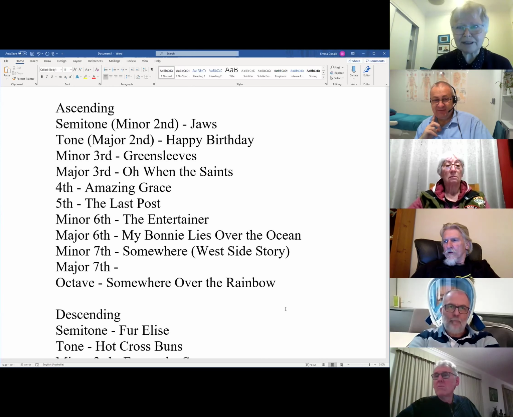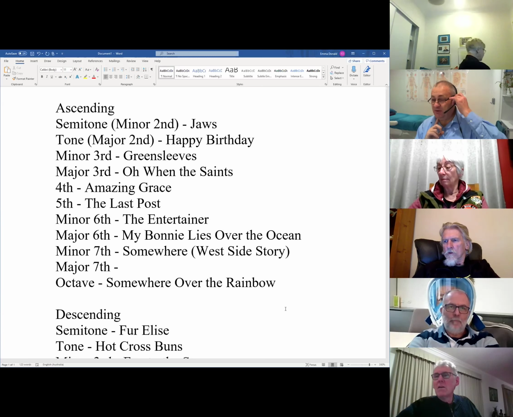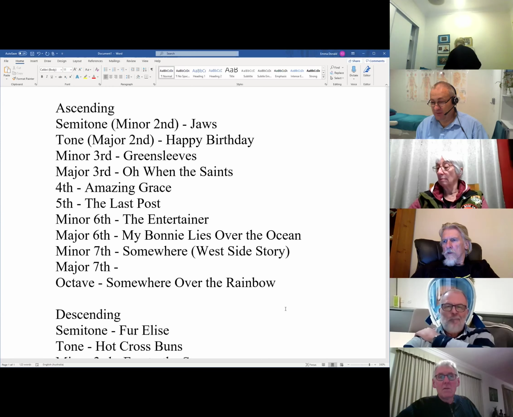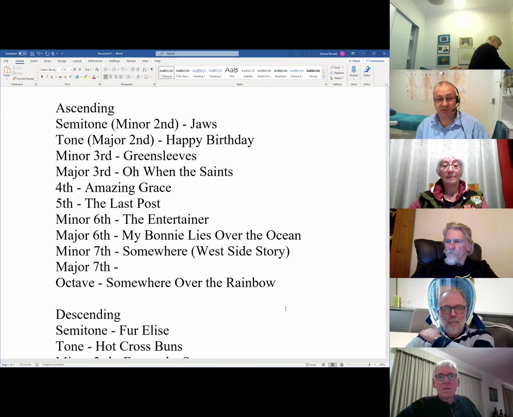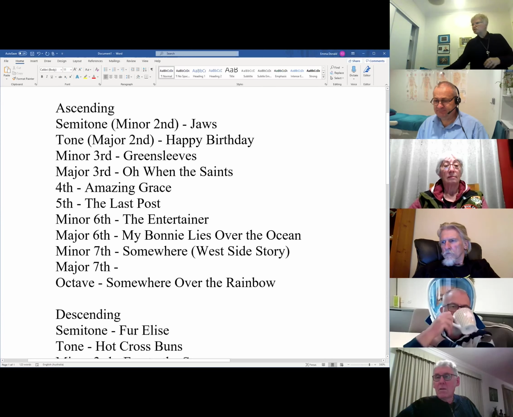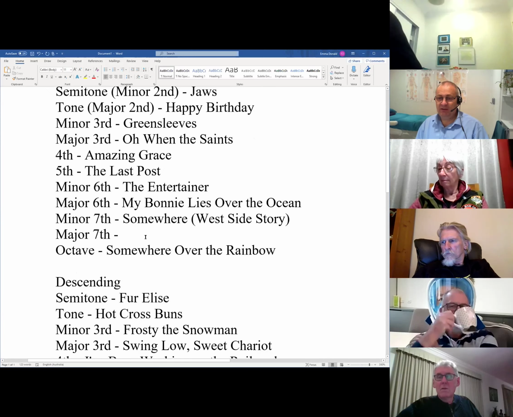I might have one. I'll just have to look it up. I've got a handy reckoner here too. Hang on a sec. Okay, so at the moment I don't have a major seventh, and that probably indicates that it's not a very common interval. So we don't sing major sevenths very often. And the octave is Somewhere Over the Rainbow. Somewhere, da da. Okay, so that's the ascending ones.